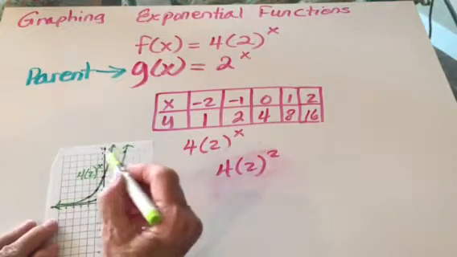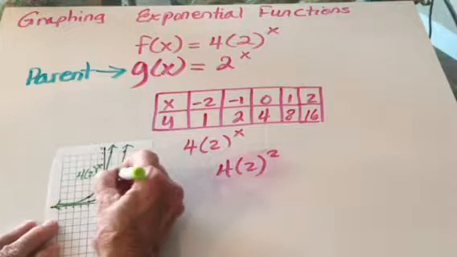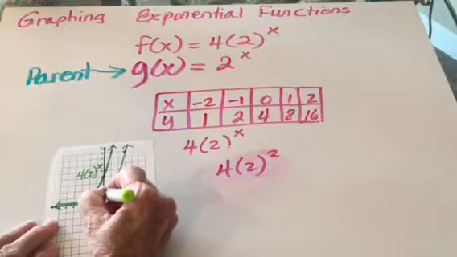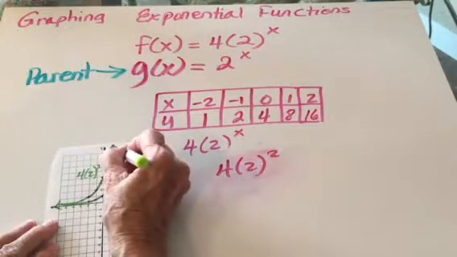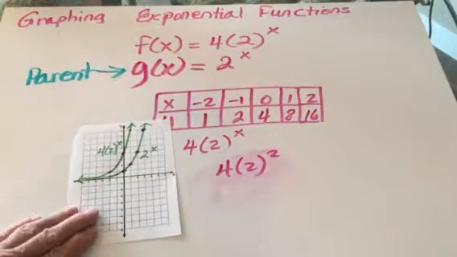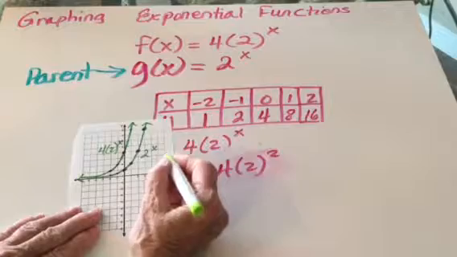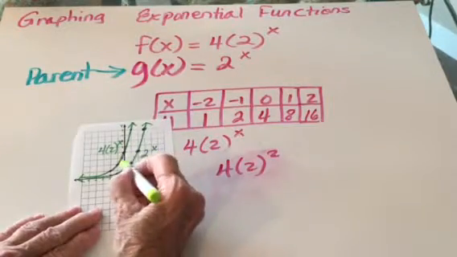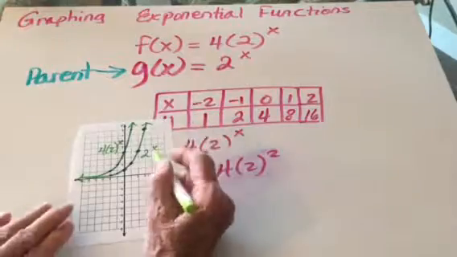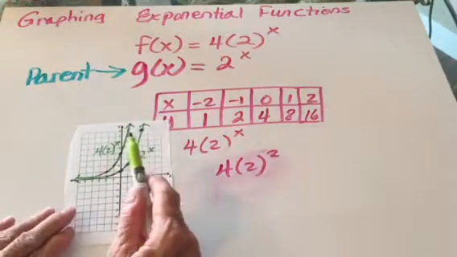So the initial parent function, I want you to know this initial parent function. I want you to be able to graph it. I'll have you do quizzes on this a bunch of times this year. I will say graph the parent exponential function, and this is what you'll graph. Okay? But the 4 means that it's going to go up at a more steep rate. All right?